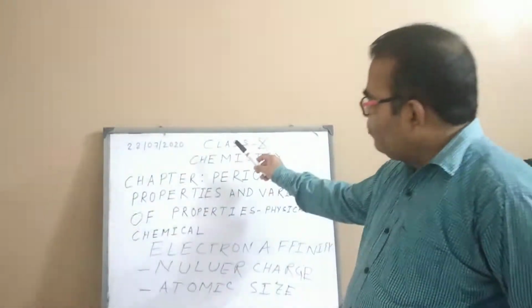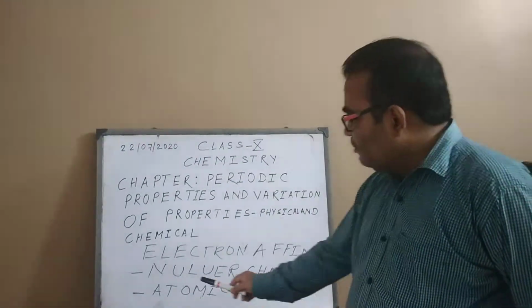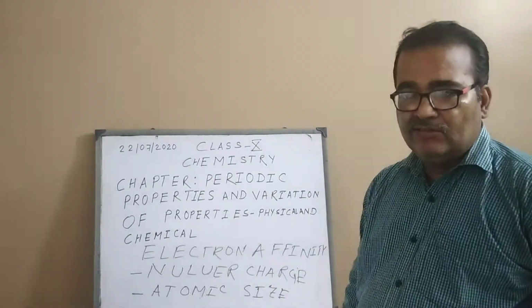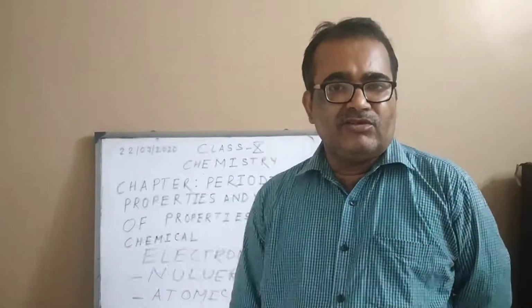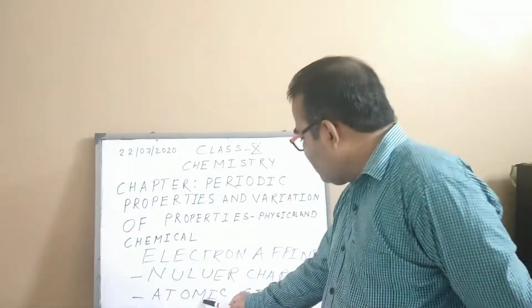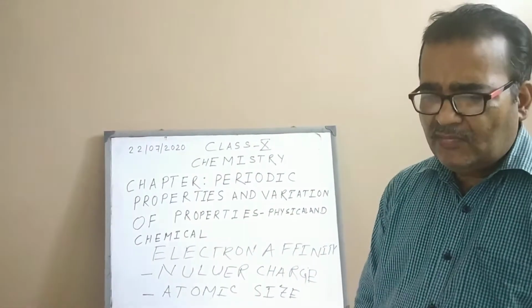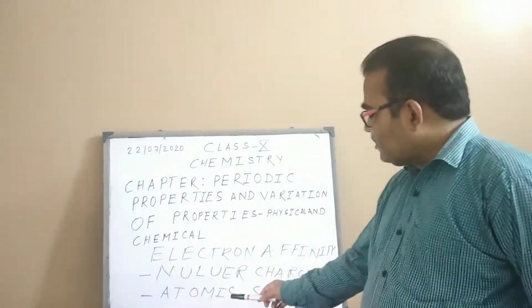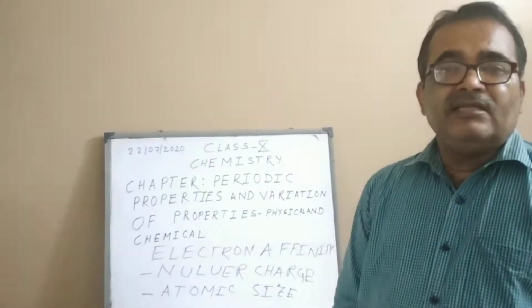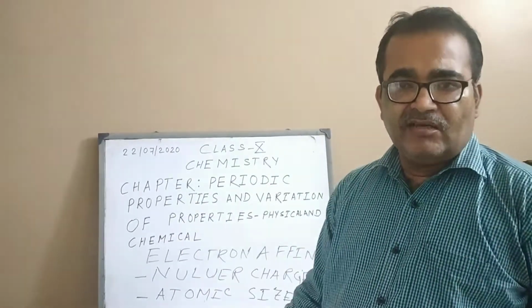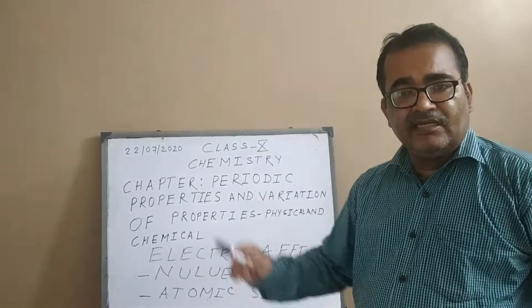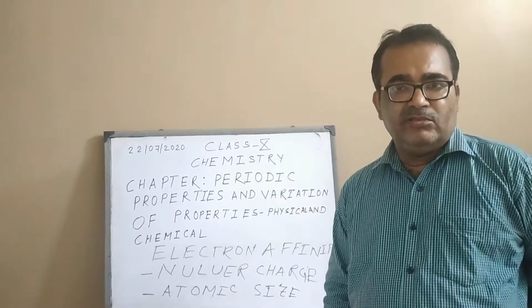Now from top to bottom along a group, nuclear charge increases, which tries to increase the electron affinity. At the same time, the atomic size also increases, which tries to decrease the electron affinity. Now here the increased size factor dominates over the nuclear charge factor. So as a result of which the electron affinity decreases from top to bottom along a group.